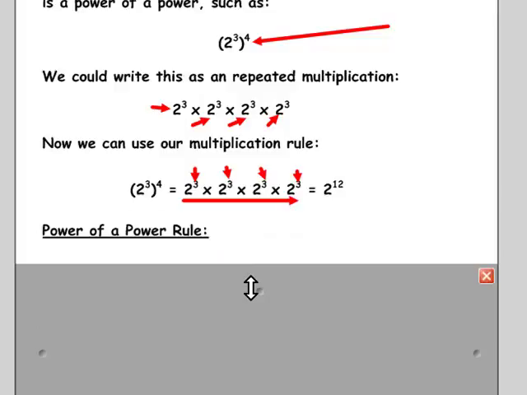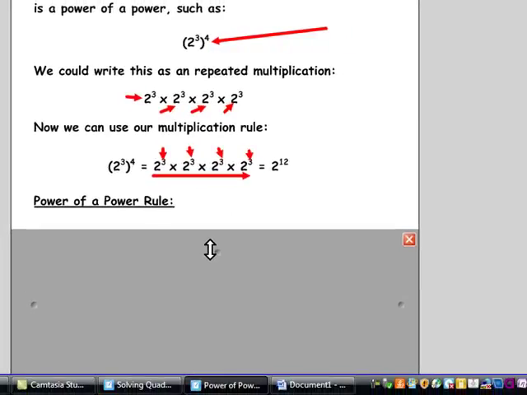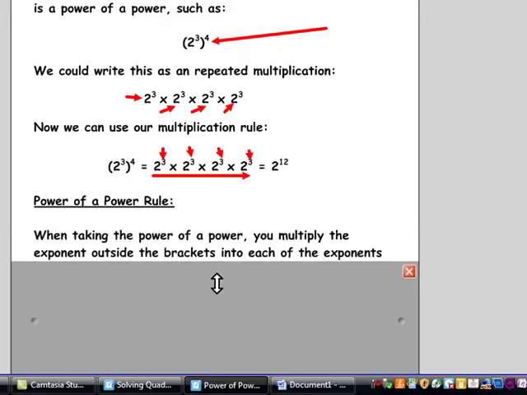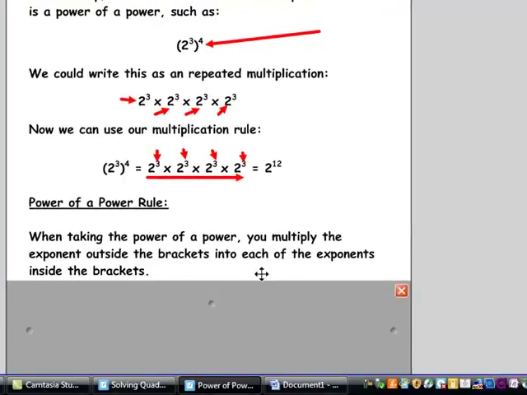Let's examine a rule that shows a little shortcut so we don't have to write out all of these repeated multiplications. The power of a power rule. When taking the power of a power, you multiply the exponent outside the brackets into each of the exponents inside the brackets.